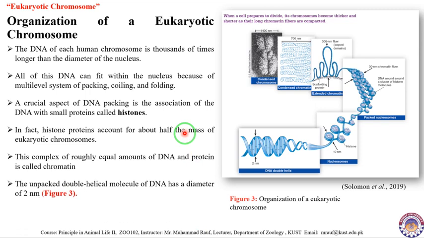The unpacked double helical molecule of DNA has a diameter of 2 nanometers. So just imagine how much packing and coiling and folding takes place. This is a DNA molecule without association with histone proteins, and it has a diameter of 2 nanometers. Look at here. The diameter of a duplicated chromosome, a condensed chromosome, is equal to 1400 nanometers. This is only one duplicated chromosome. There may be many more, just like humans have 46. So we are discussing here only a single chromosome.